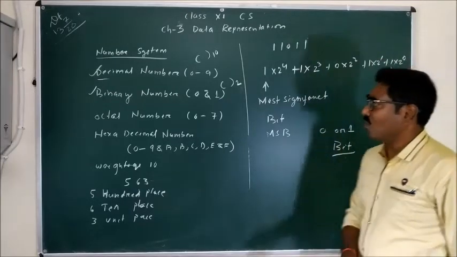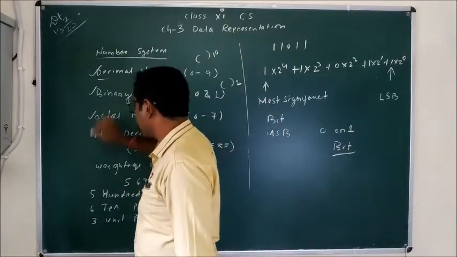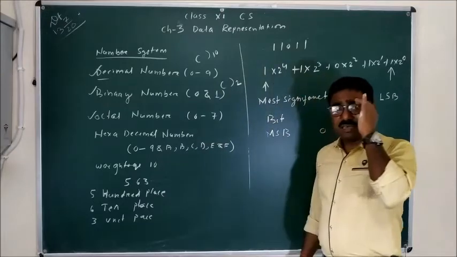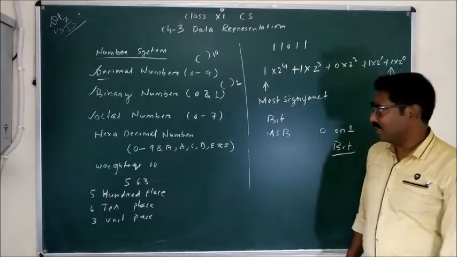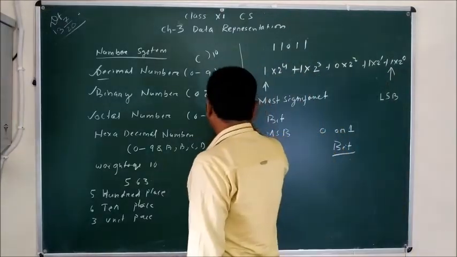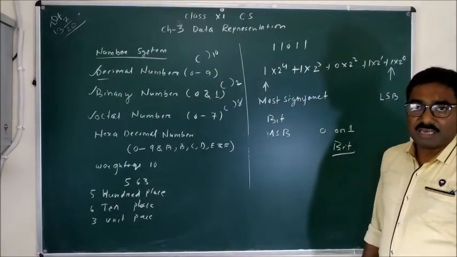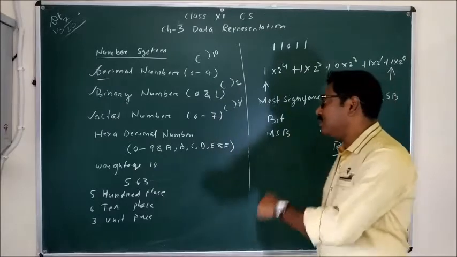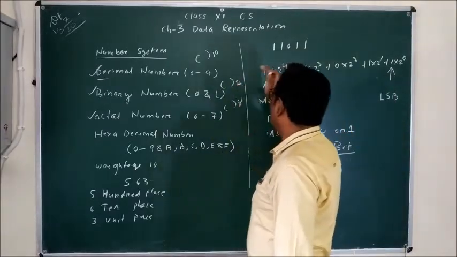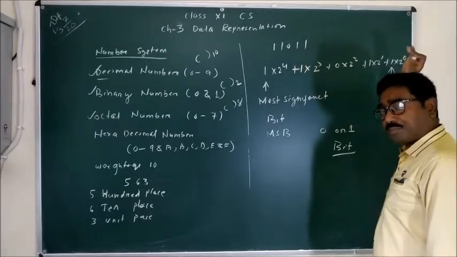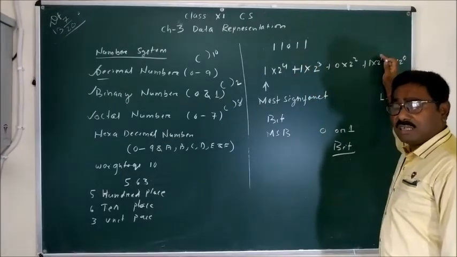Next is the octal number. The octal number has 8 digits, that is 0 to 7, and it is represented by base 8. The same thing, the weightage of this kind of number is 8, and here we can have the least significant digit and the most significant digit.